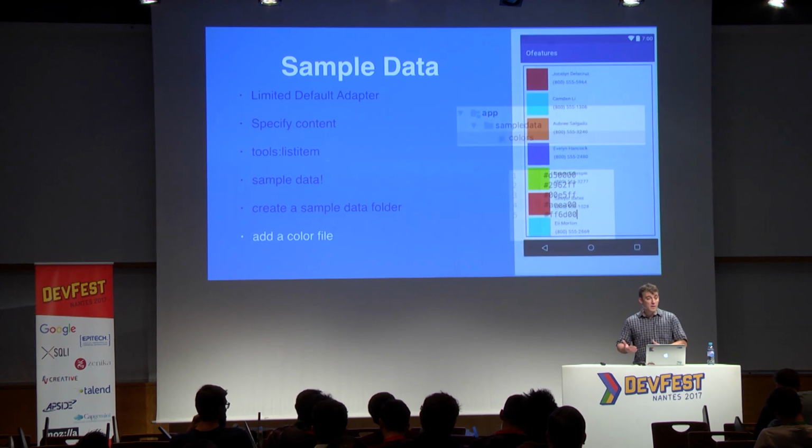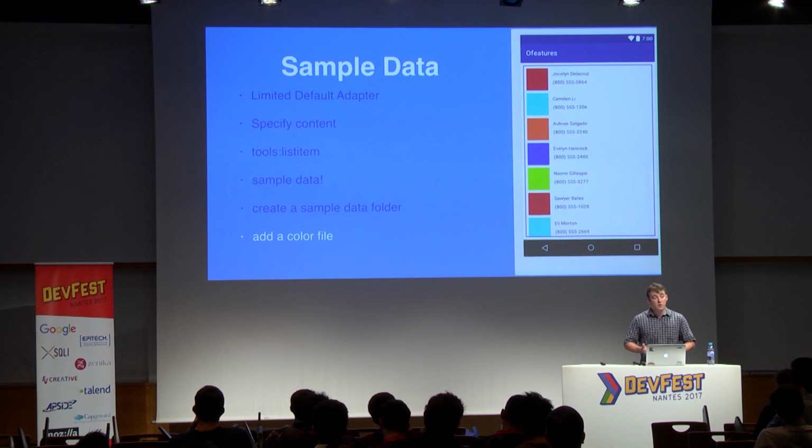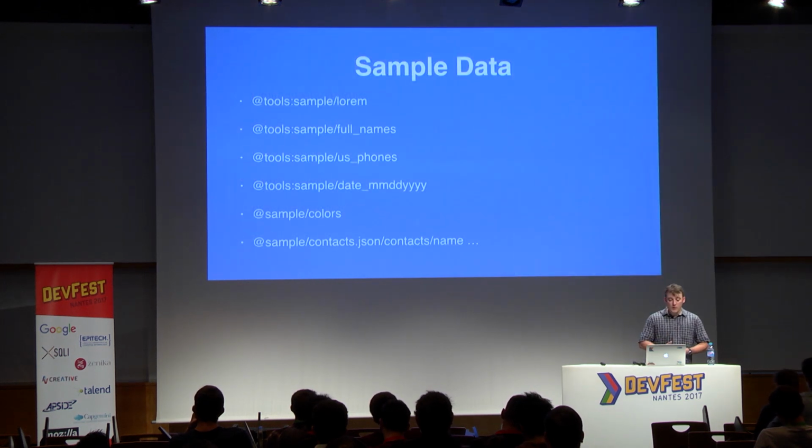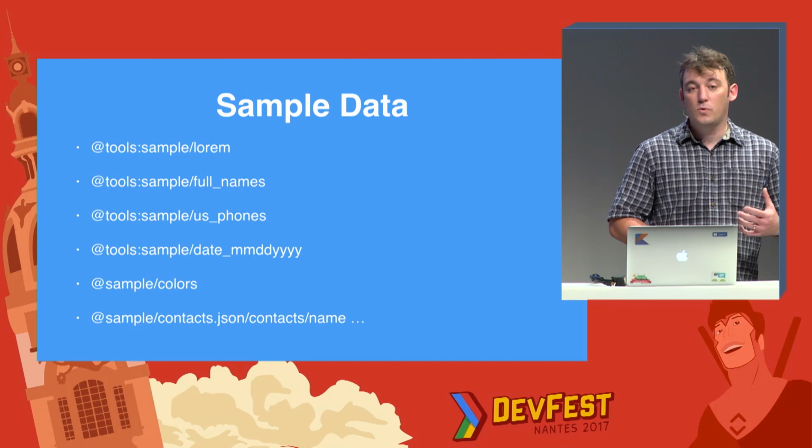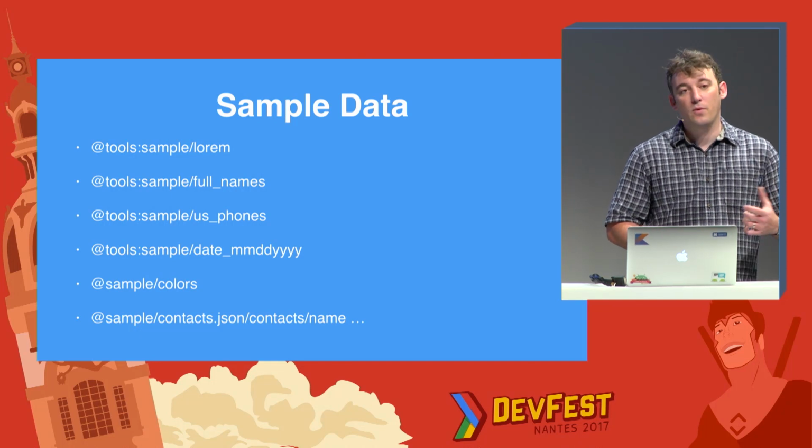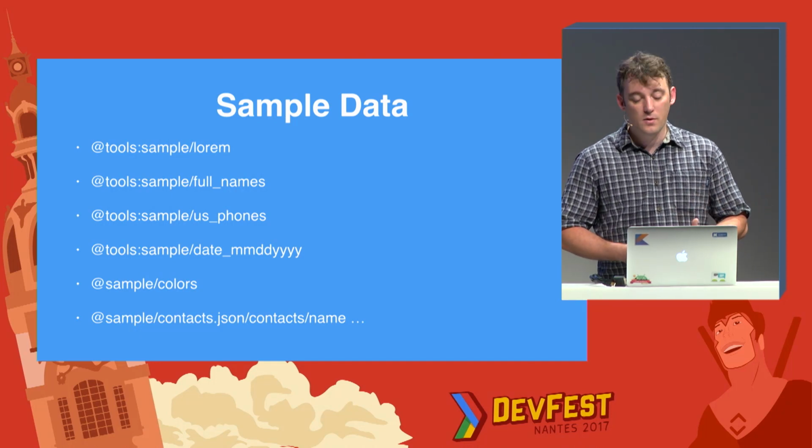And then in my XML file, I'm going to reference that. And then automatically it will just pick those colors. And sample data goes further than that. If you want to use lorem ipsum, for instance, just reference the sample lorem, some random dates, the colors. You can even create JSON files to contain structured data and reference those structured data within your layout.